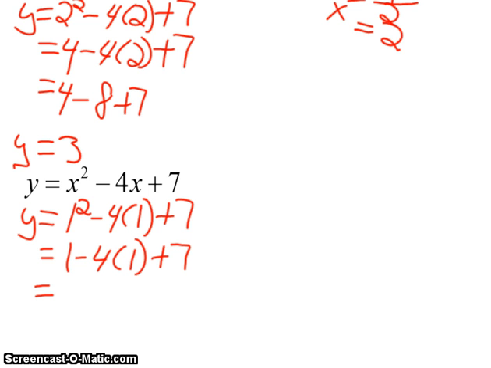And then you can multiply. So negative 4 times 1 is negative 4. And then you can add. So 1 plus negative 4 is negative 3. Negative 3 plus 7 is positive 4. So when x is 1, y is 4. Let's put that in the table.